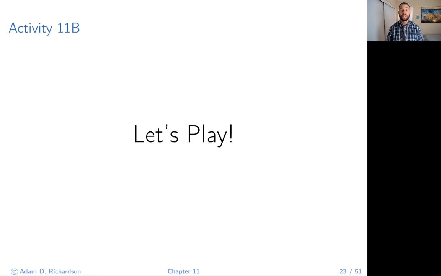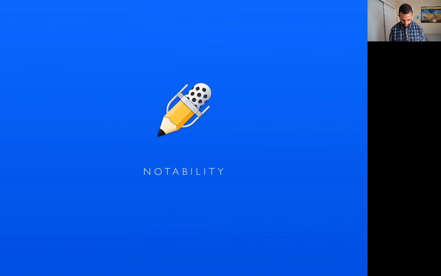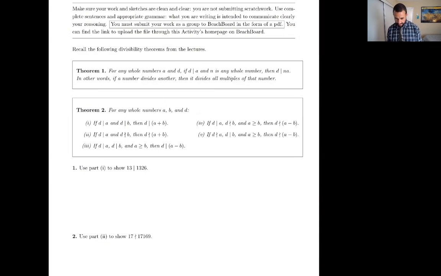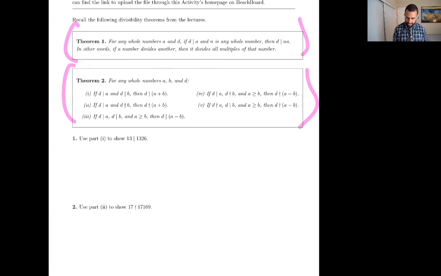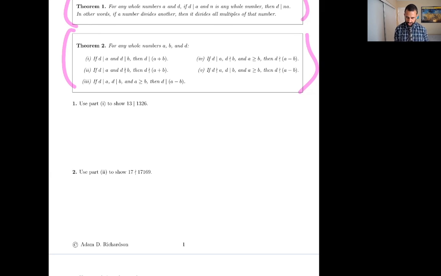Let's take a look at the activity and see what you're going to do. Let me pull it up here. Okay. So what I did here was I first repeated those theorems that we just explored in the lecture, and what you're going to do is use those theorems to show some various things. It actually tells you exactly which part you're going to use.